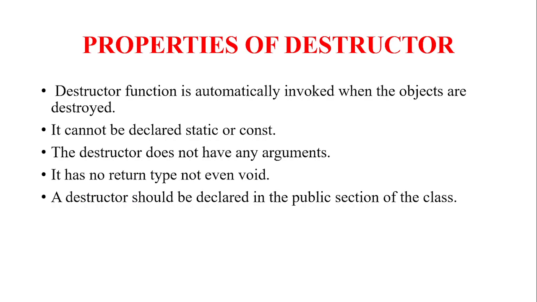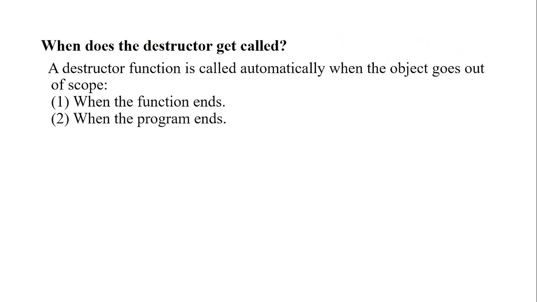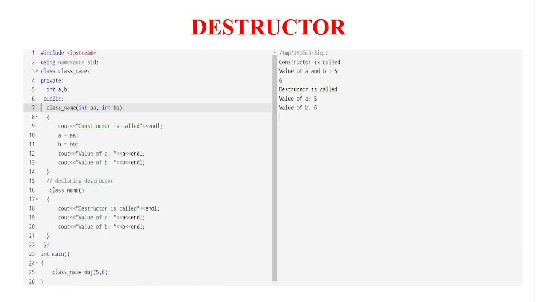Properties of the destructor. The destructor function is automatically invoked when the objects are destroyed. It cannot be declared static or const. The destructor does not have any argument. It has no return type, not even void. A destructor should be declared in the public section of the class. When does the destructor get called? A destructor function is called automatically when the object goes out of scope. That is when the function ends or when the program ends.